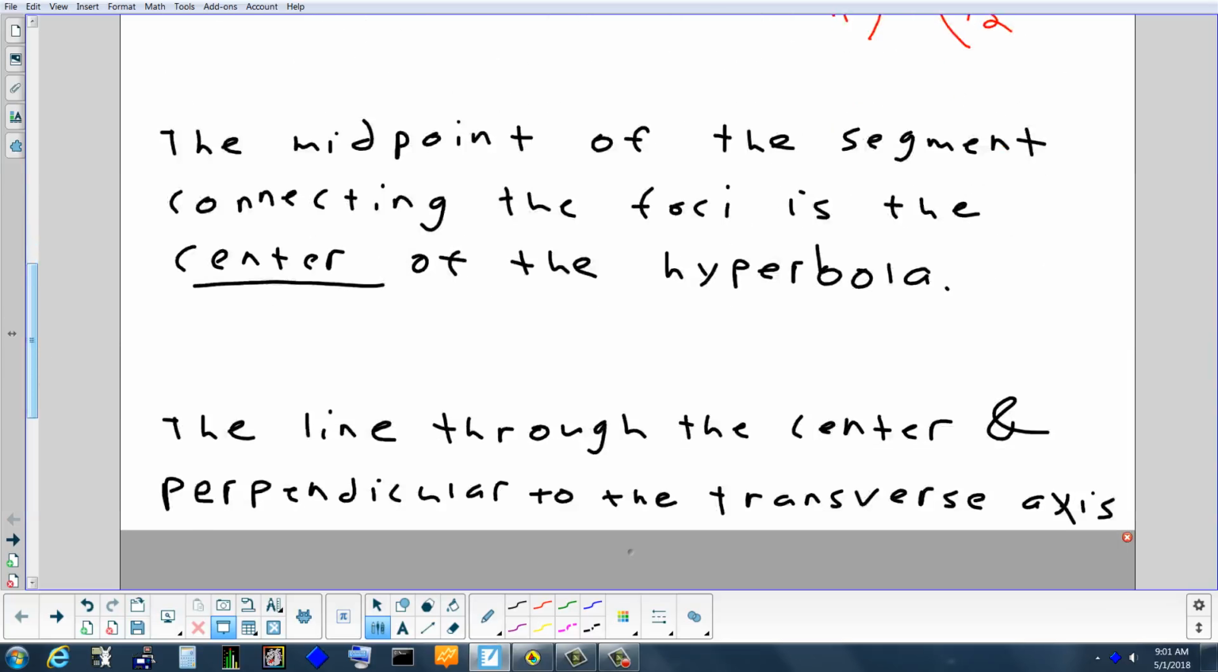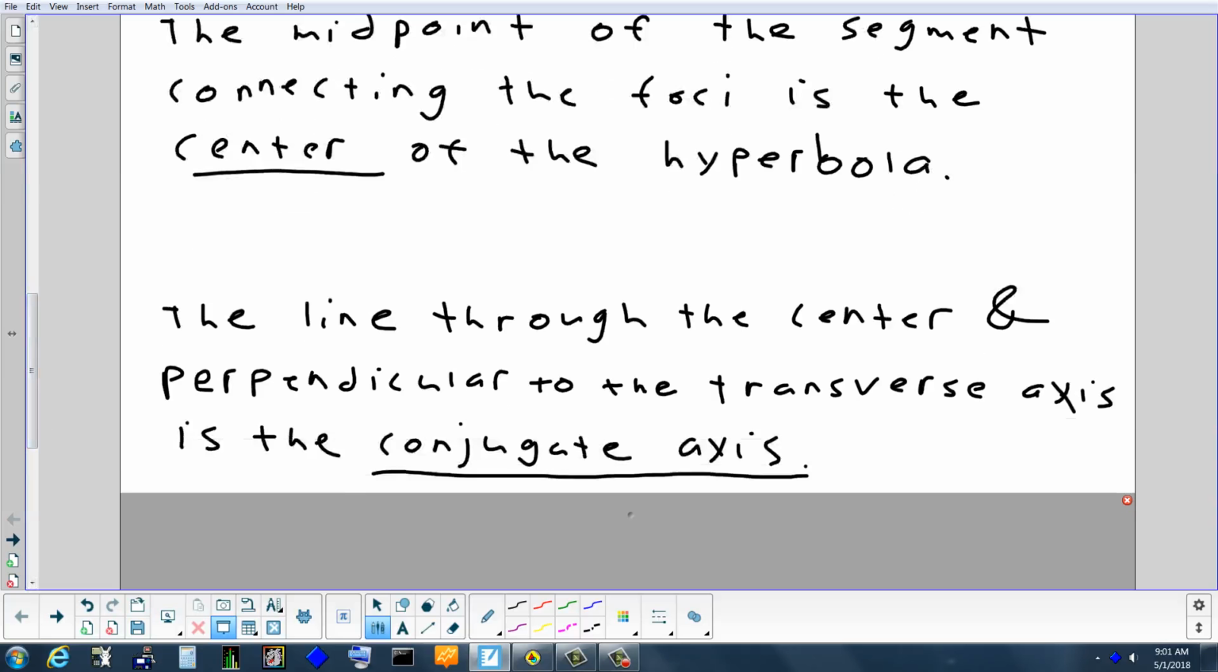Now, yesterday, what was the name of the axis that went through the center and perpendicular to the major axis? What did we call that? Yep. We call it the minor axis. Okay. They're going to give it a different name with a hyperbola. It's called the conjugate axis.